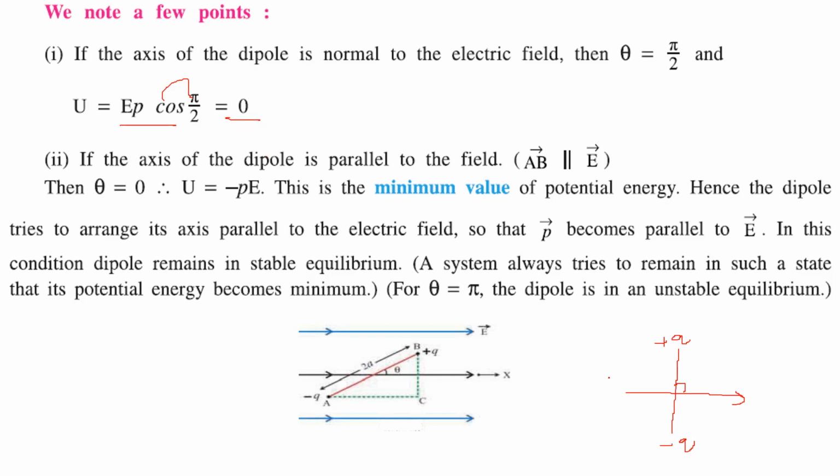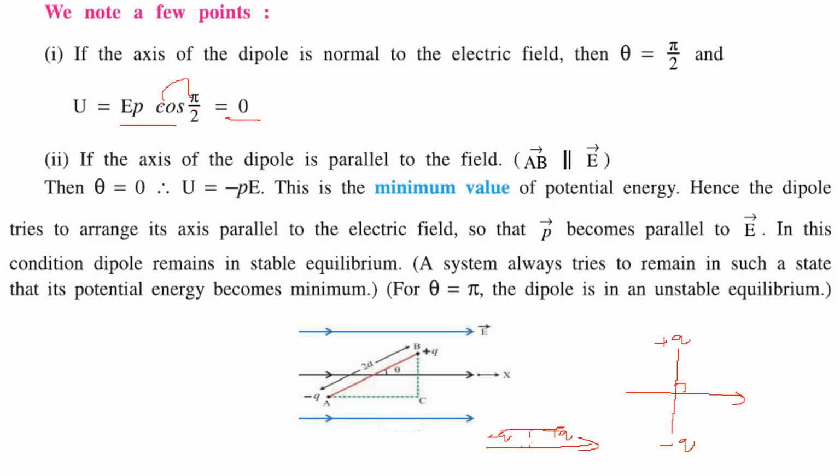And if it is parallel, say if this is the electric field line and this is the dipole, say this is minus q, this is plus q, the axis, because they are making 0 angle with each other, that will be cos 0 here.